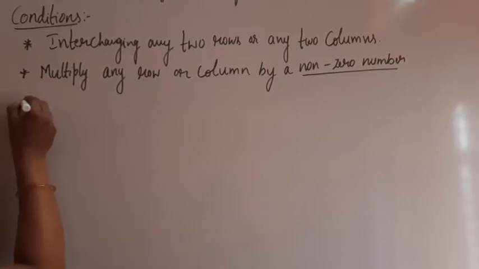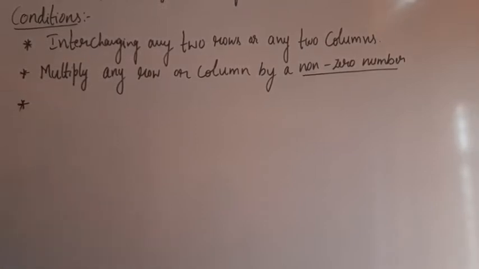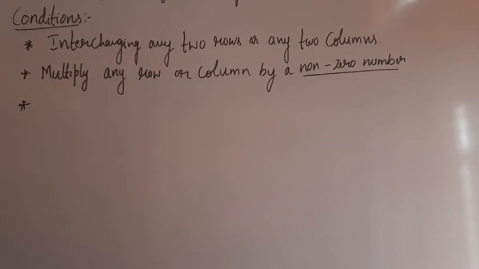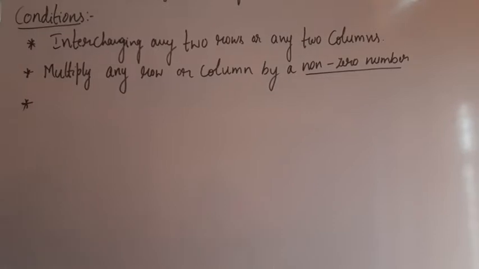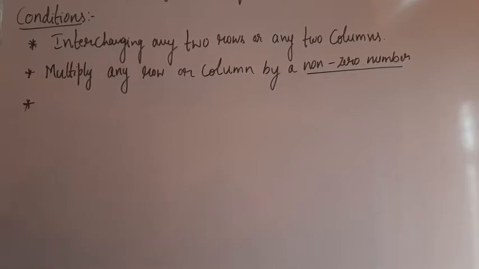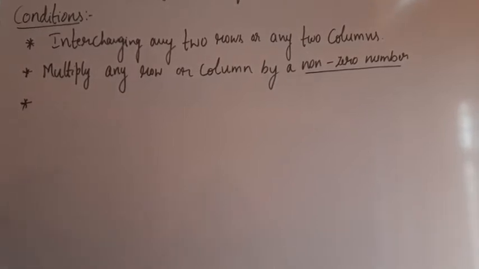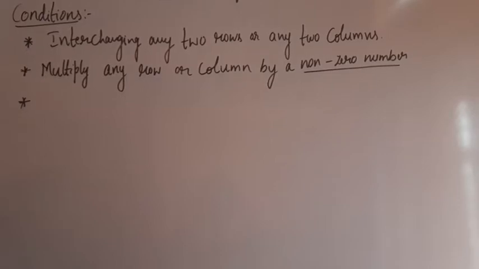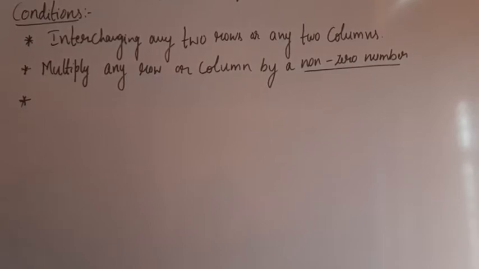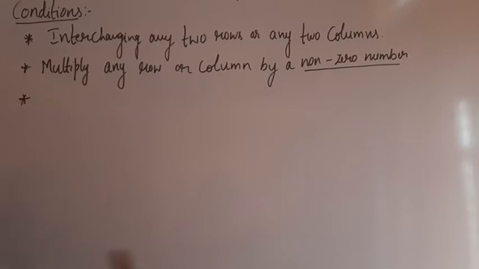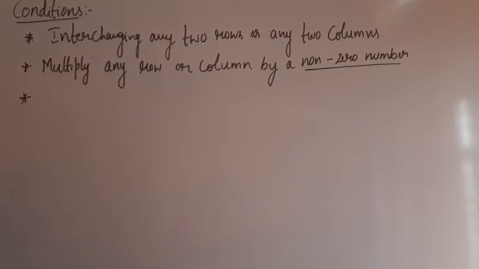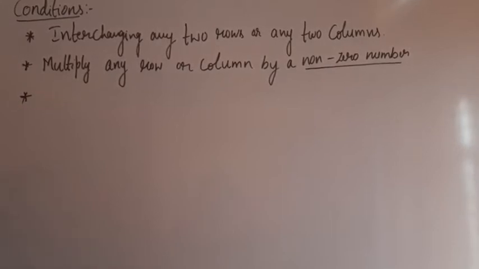Okay. So the third point is, if we multiply any row or column by a non-zero number, then we can add that row or column to the corresponding elements of another row or column. Suppose we multiply a non-zero number to the elements of a row or a column, we can add that row or column to the corresponding elements of another row or column.